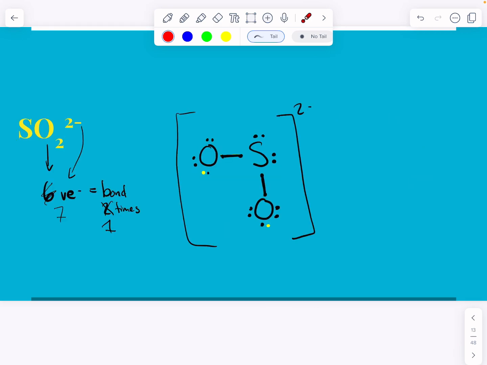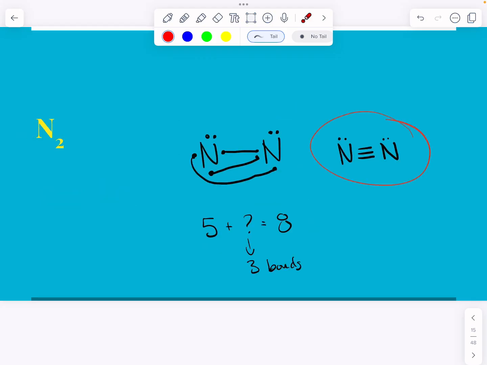If we go back to this other example, oxygen didn't need more than 1 bond, so we didn't give it more than 1 bond. A common mistake I see students make is adding double or triple bonds when they're just not needed. So pay attention to how many they have and how many they need to get to 8.